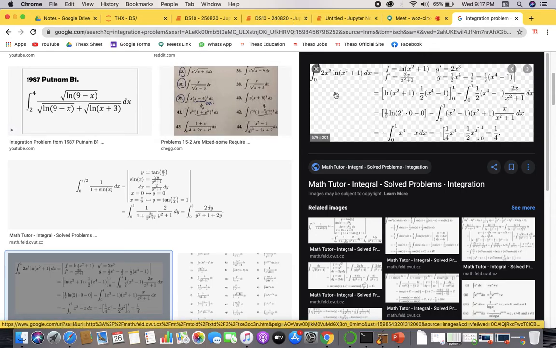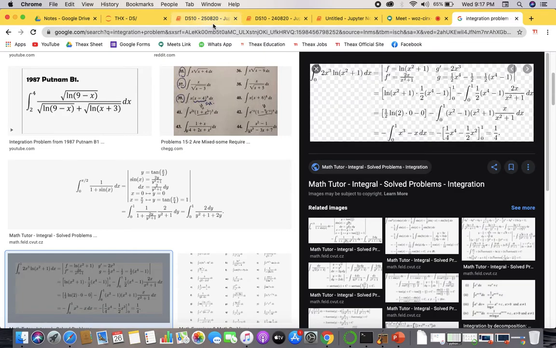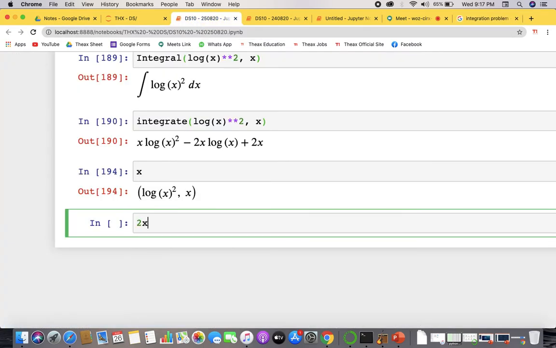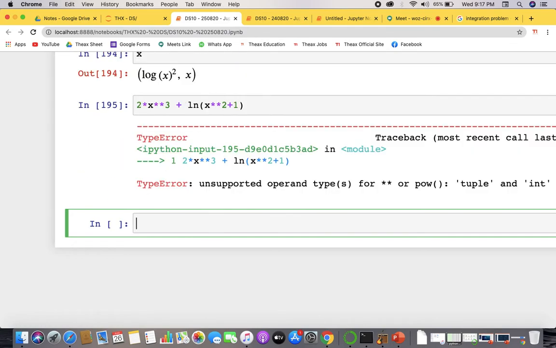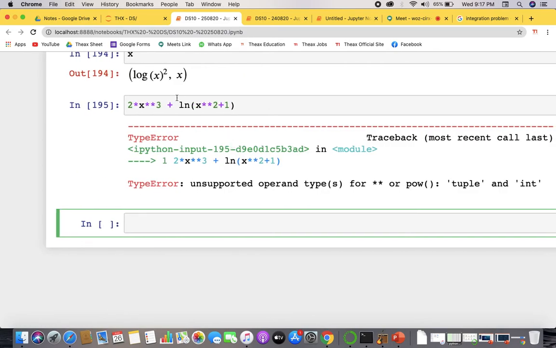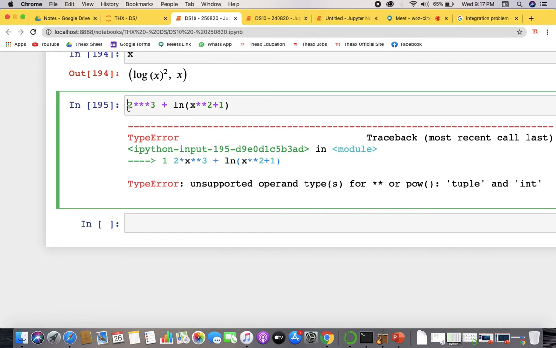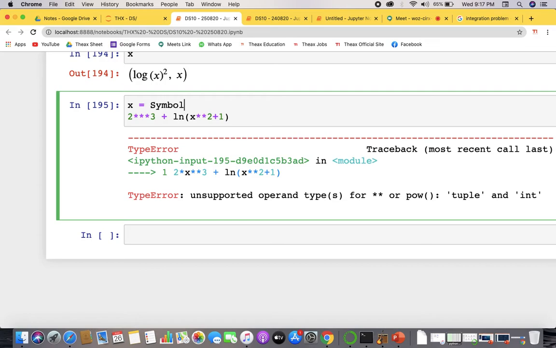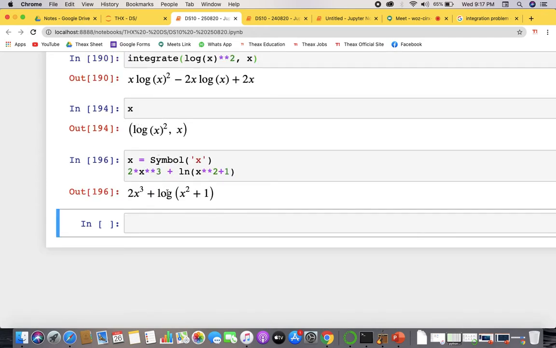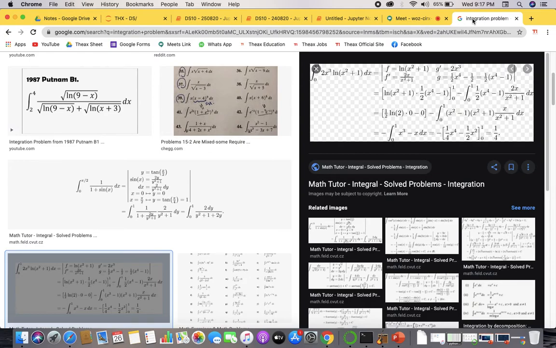Okay, remember the equation, right? Because I forget the equations. 2x cube log of x square plus 1. I will try to remember. 2x cube times log of x square plus 1. Okay, I think I have changed my x, right? So I'll have to make it a symbol. So 2x cube logarithmic value of x square plus 1 is the same equation there. Okay, and the limit is 0 to 1, integrating this. Okay, 1 by 4 is the answer.